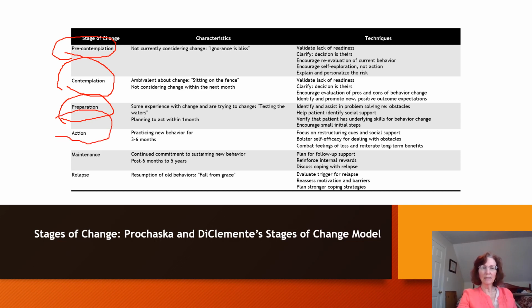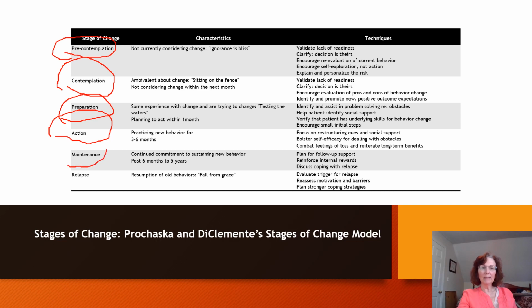The action stage of change. This is practicing behavior for the next 3 to 6 months. This is when they actually engage in change. They focus on restructuring cues and social support. We as clinicians bolster their self-efficacy for dealing with obstacles. We help them combat feelings of loss and reiterate the long-term benefits of recovery.